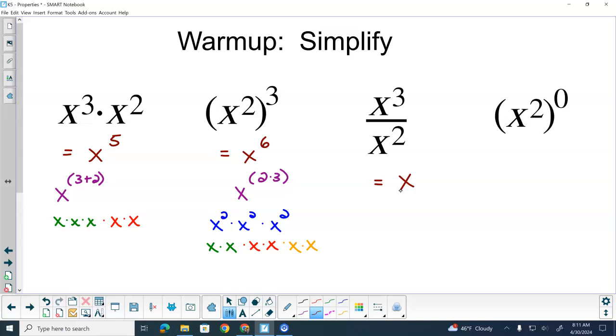Okay? This property was yesterday. So we could either subtract the exponents, top minus bottom, get us 1 that way. Or we could write it out and then cross it out. Those cancel each other out, those cancel each other out, leaving me just with x on the top. Okay.